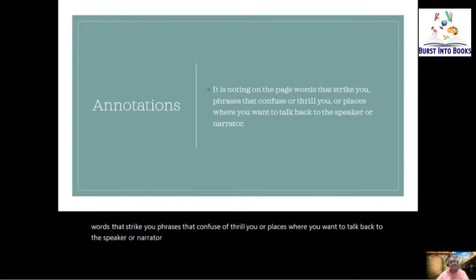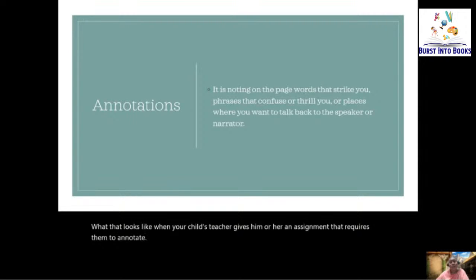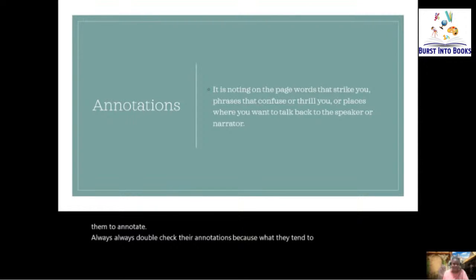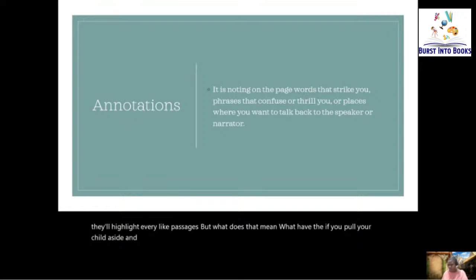Our kids always get confused when it comes to annotations. Our job as educators and parents is to try to show them what that looks like. When your child's teacher gives him or her an assignment that requires them to annotate, always double check their annotations, because what they tend to do is take a highlighter or a pencil and underline every single thing they see, or highlight whole passages. But what does that mean?